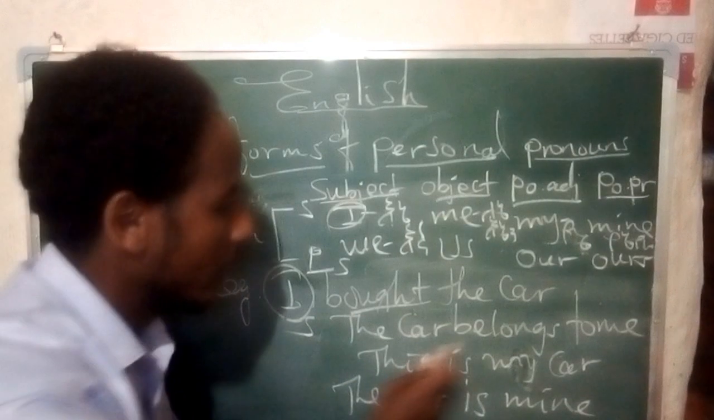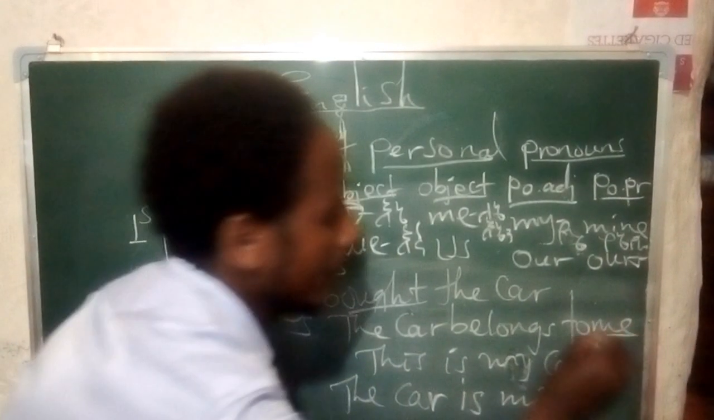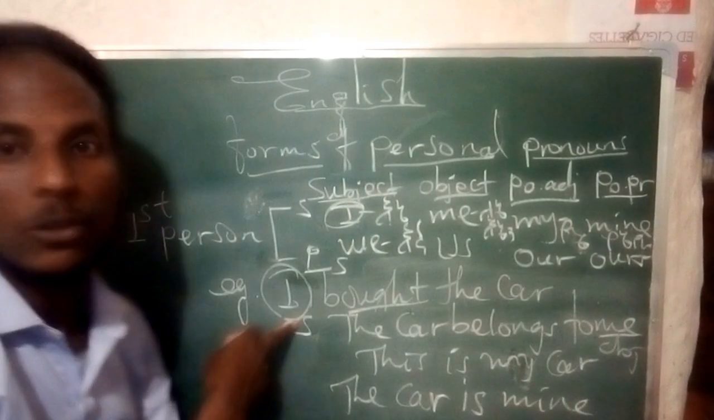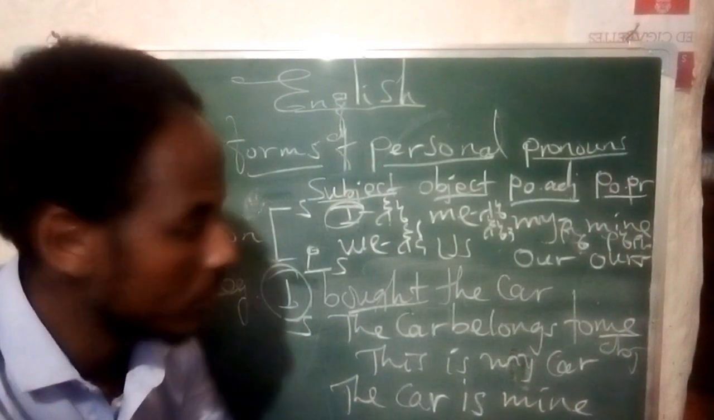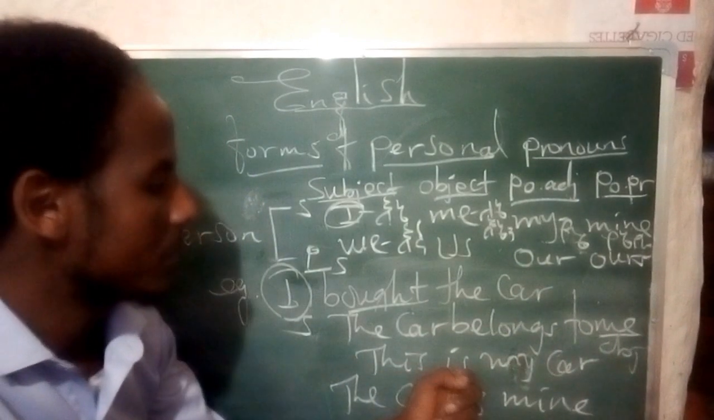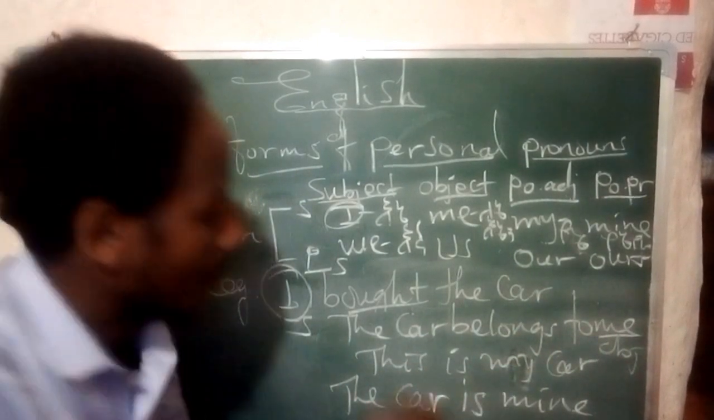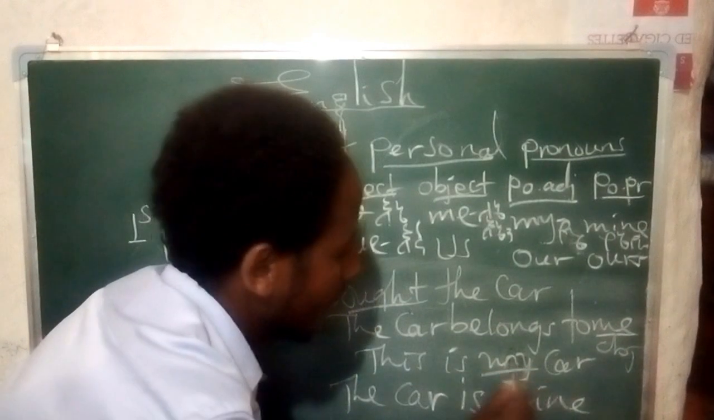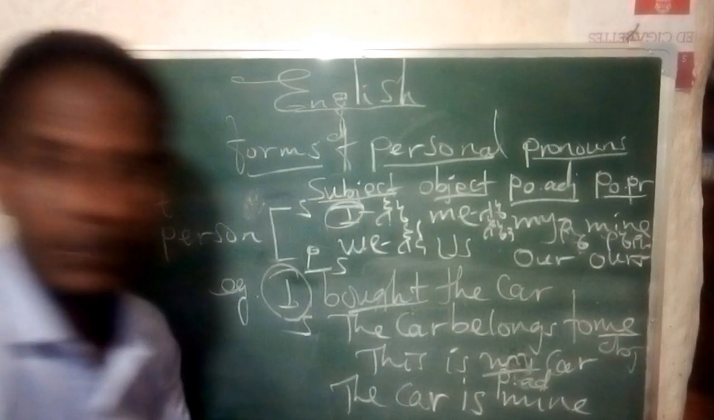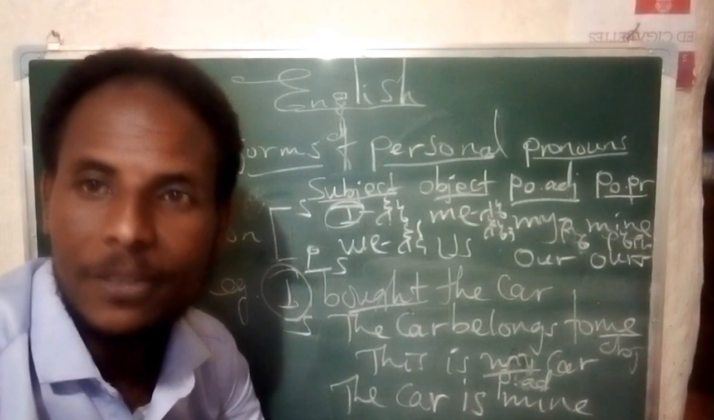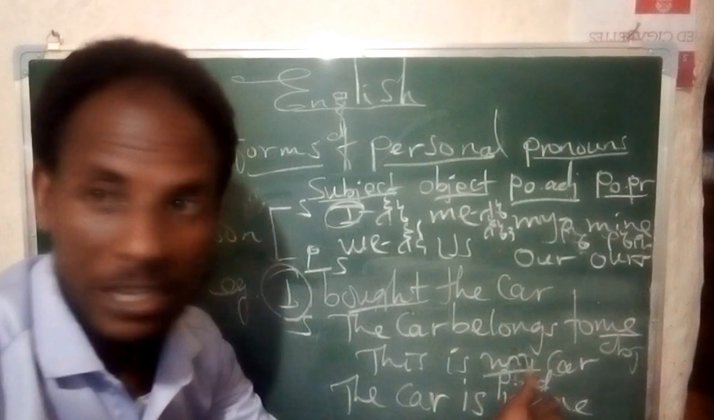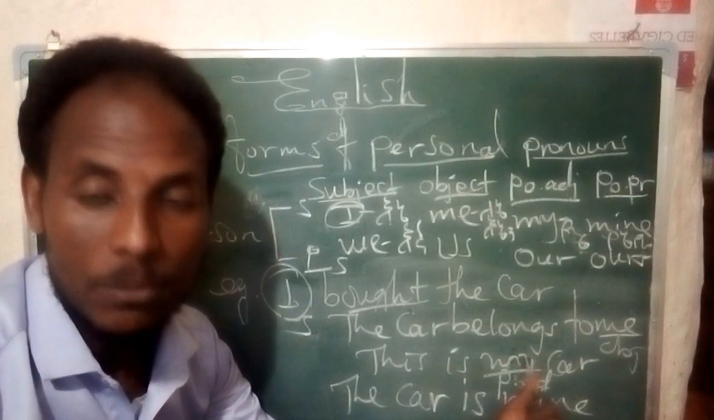Okay. The car belongs to me. Me. This is the object form of the first person singular pronoun I. So it is used as an object. Okay. This is my car. My. It is a possessive adjective. And a possessive adjective is always placed before the noun. It is used when talking about possession or belongingness.